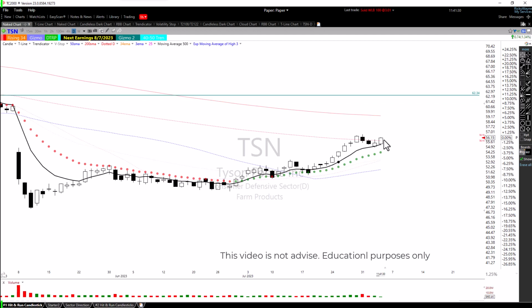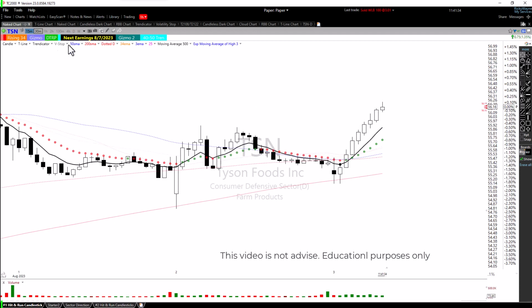People ask, well, where do you buy this? Look, I'm not a 15-minute chart buyer. And here's a 15-minute chart that some people would say, heavens no, I'm not going to buy that. I'm going to wait for a pullback. Okay, if that's what you do, then do that. I'm not a 15-minute chart user.